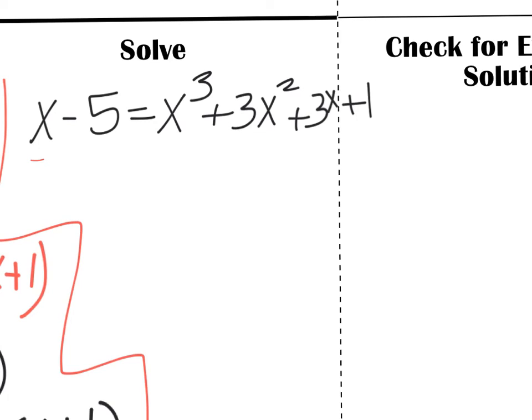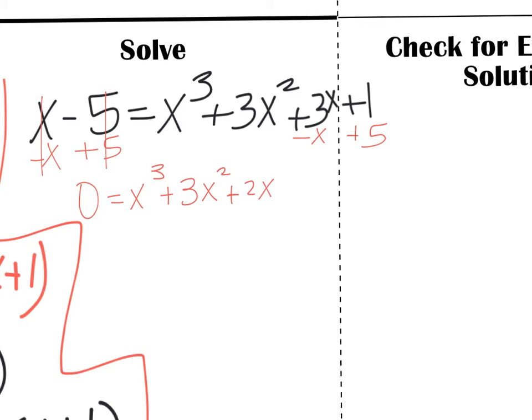So to do that, I'm going to subtract x from both sides, add 5 to both sides. So I will end up having a 0 on the left side, x to the third plus 3x to the second. Now 3x minus x, that's 2x. And plus 1 plus 5, that's going to be plus 6. Now that is a polynomial made up of 4 different terms. So let's go ahead and group the first two and the second two.